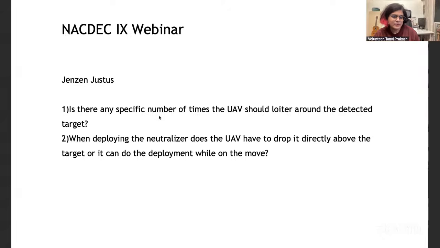Secondly, the question is, when deploying the neutralizer, does the UAV have to drop it directly above the target, or can it do deployment while on the move? The answer is yes, you can drop it directly above the target or deploy while on the move. The UAV is not required to stop and hover and then deploy the neutralizer. I hope this answers the question by this team.